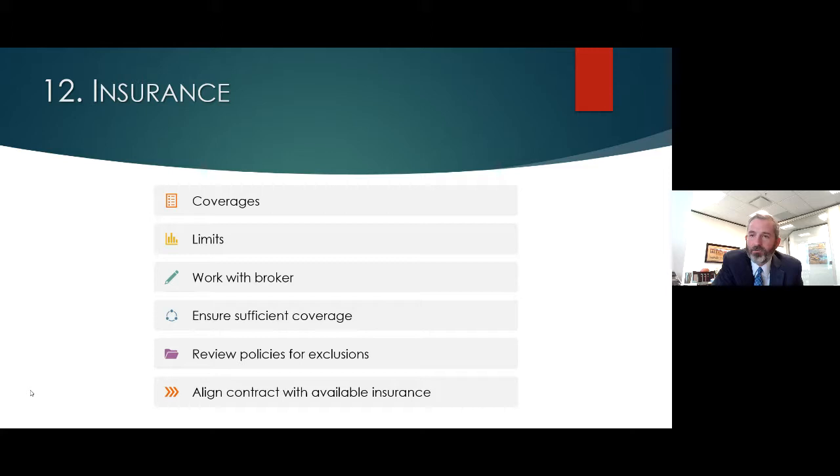So you really want to make sure, if you're doing stucco work, that you don't have a stucco exclusion in your policy. Those things seem obvious, but exclusions can be very complex, so it's definitely something you want to review with your broker, or at a minimum, with your construction attorney.